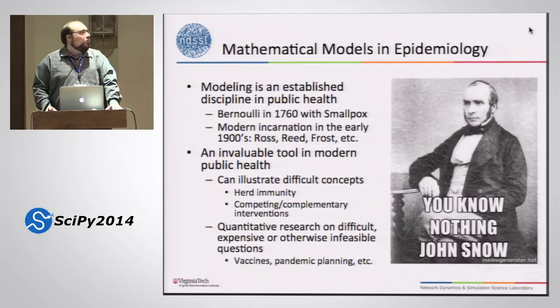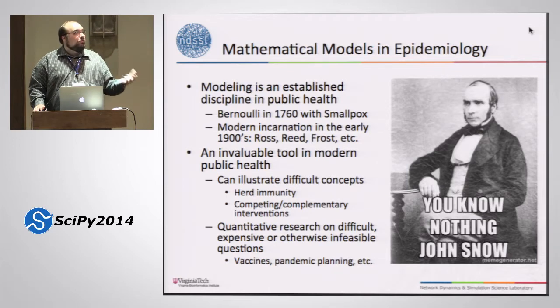And it's really an invaluable tool in modern public health. It can illustrate really difficult concepts. So herd immunity, which is a pretty difficult concept to get your head around. That's the idea that if a certain amount of the population is immune, essentially everyone is effectively immune. That's really difficult to just explain to people. Using a mathematical model, it's actually relatively easy to just show. And then looking at things like competing or complementary interventions. So if you ask, should we increase screening for this disease, or should we try to deploy a vaccine, or should we just tell everybody not to sneeze on each other?